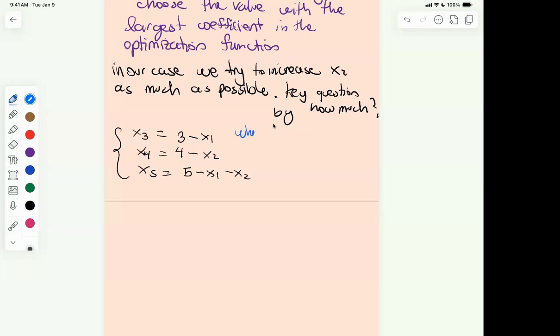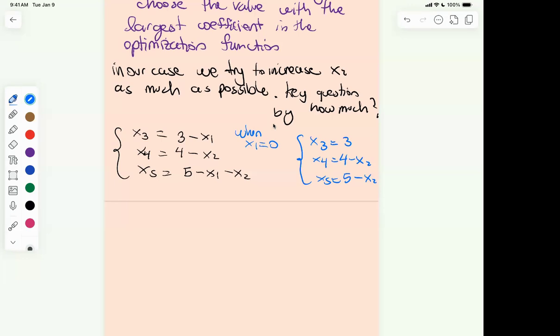So when x1 equals 0, what does the system of equations read? It reads x3 equals 3, x4 equals 4 minus x2, and x5 equals 5 minus x2. Of course, x2 was also equal to 0, but what we're trying to do now is change its value, so it's allowed to change. That's why I'm keeping it as a variable and not setting it equal to 0.